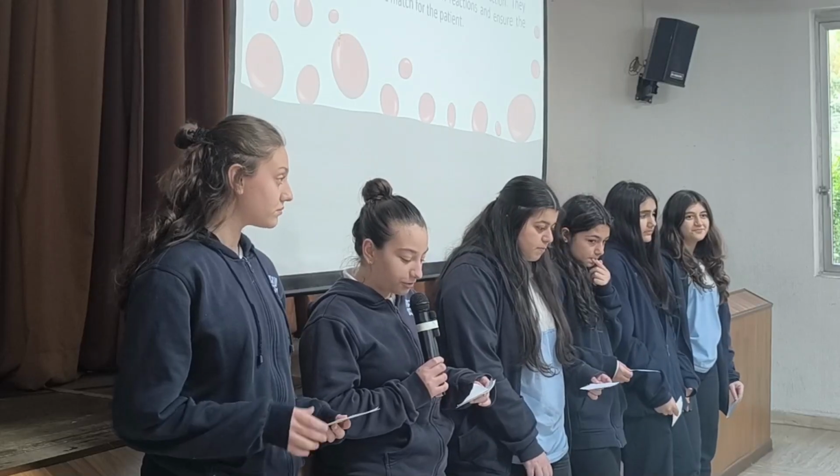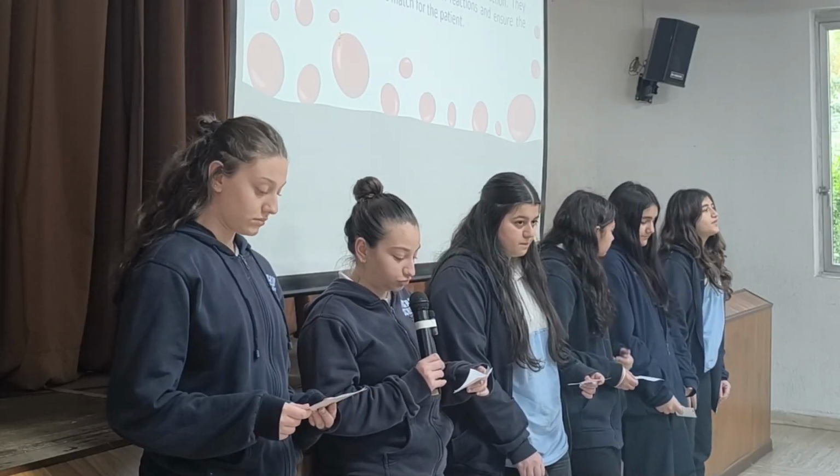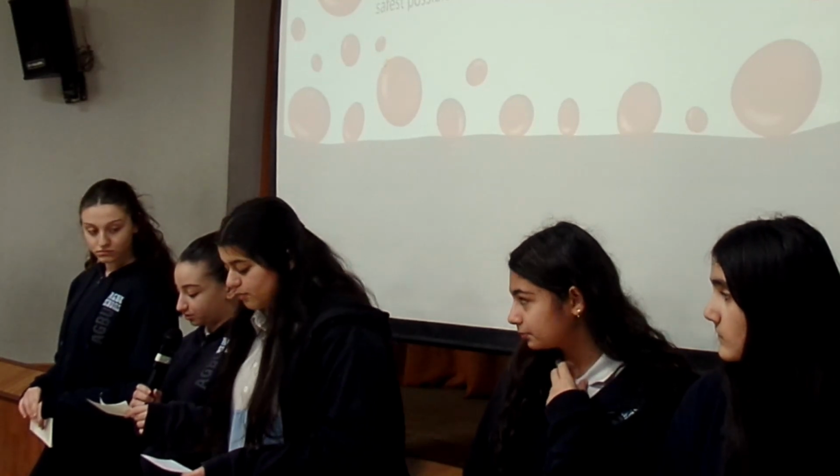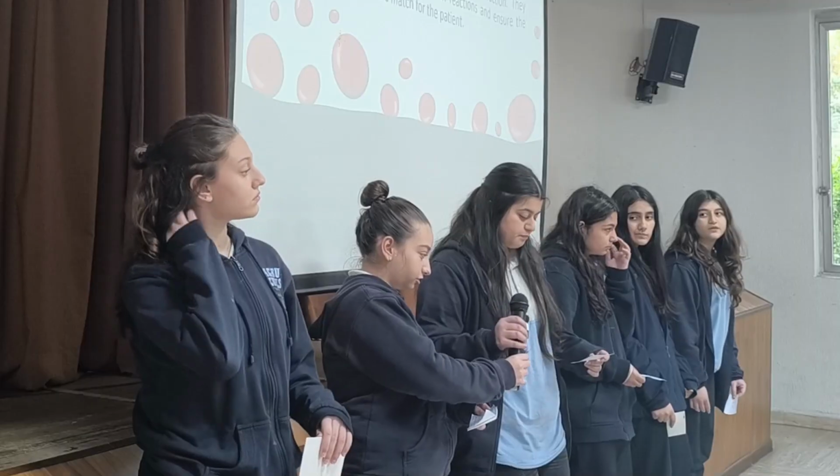Before giving blood, the patient's blood type, A, B, AB or O, and Rh factor is checked. Then the lab performs a cross-match to ensure donor blood is compatible and won't cause a reaction. They reduce the risk of transfusion reaction and ensure the safest possible match for the patient.